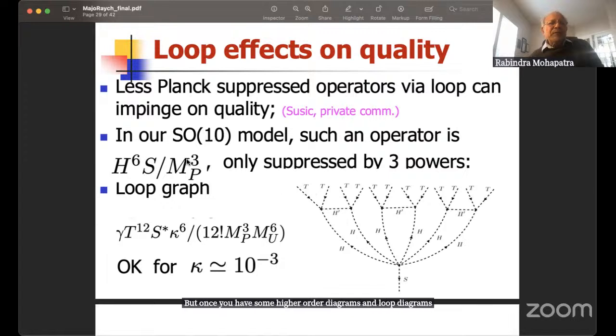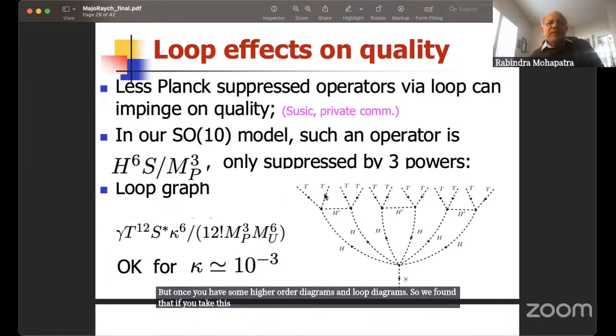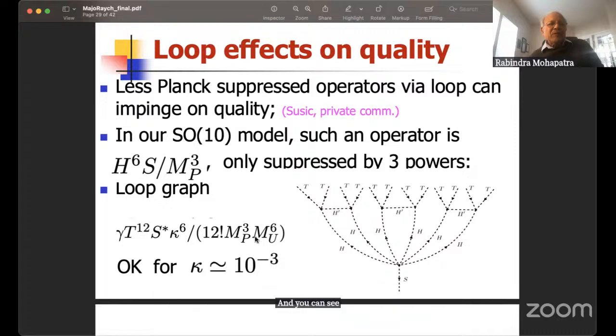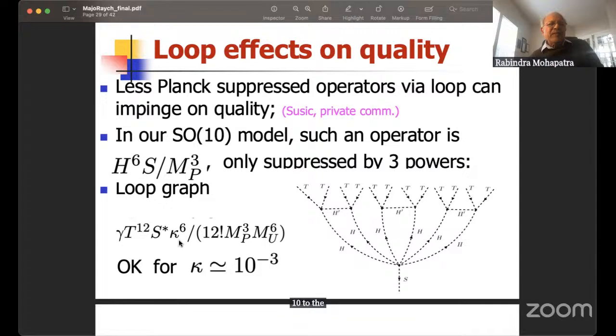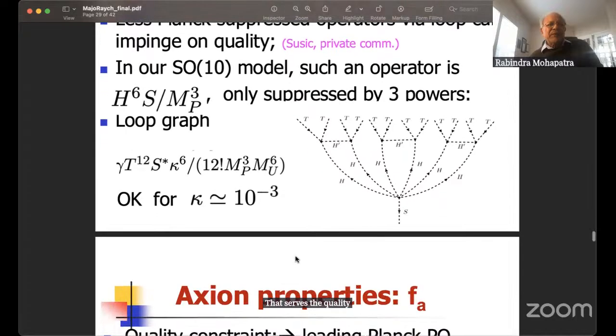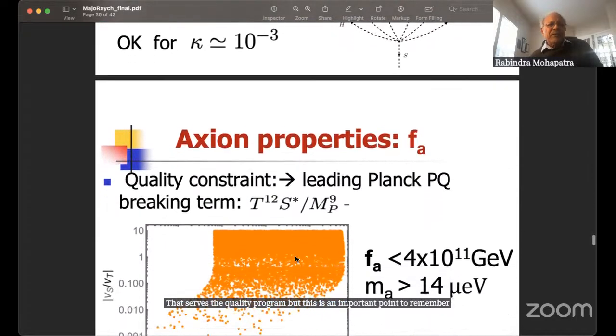we found that if you take this type of term, through such a complicated loop diagram, it does contribute to the quality problem. You can see that you have Planck cubed times the GUT scale to the sixth. We evaluated this and found this kind of an expression, and this mu to the sixth is a problem. That requires that you make kappa, the coefficient of this term, smaller. But it turns out that 10 to the minus 3 is good enough. We are happy with that because this is not like 10 to the minus 44 or 10 to the minus 38. This is a reasonable amount of smallness of the kappa term that solves the quality problem. But this is an important point to remember in all models that you consider.